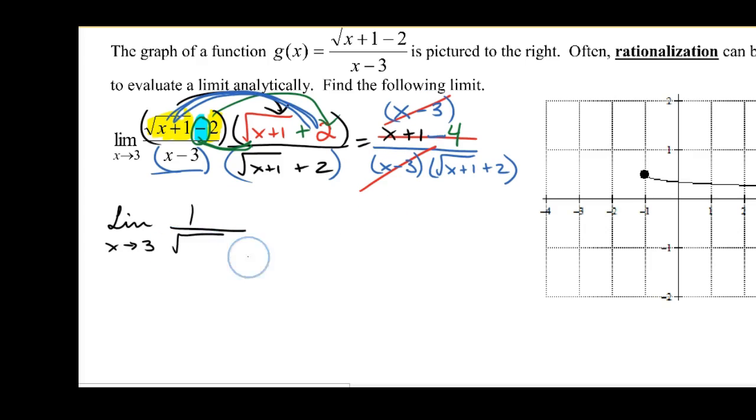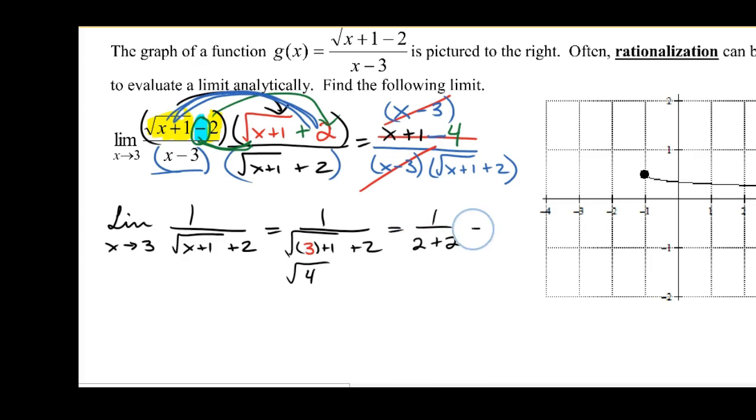And in the denominator, I have radical x plus 1 plus 2. Now I can directly substitute. I can find the value of the function at 3. And that will be 1 over radical 3 plus 1 plus 2. Plug in my 3. 3 plus 1 is 4, and the square root of 4 equals 2. 1 over 2 plus 2 equals 1 over 4. And this is my answer. So this is my process of rationalization.